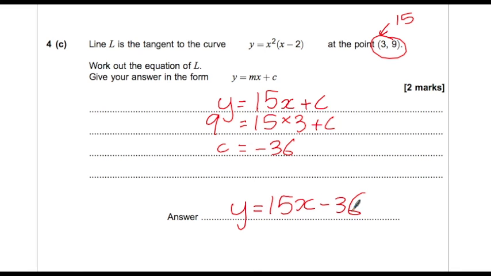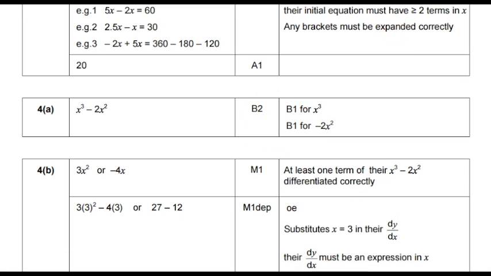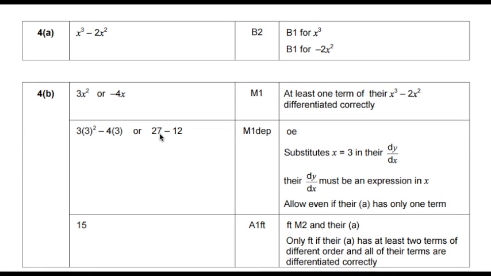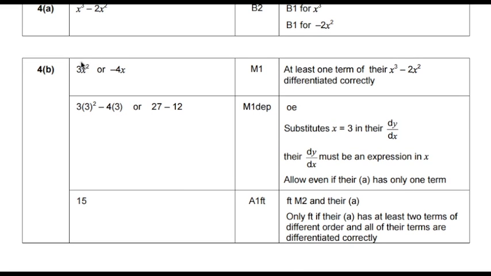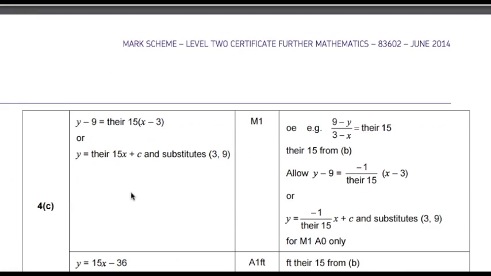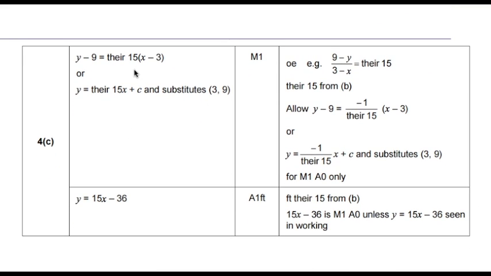Right, let's check that, and I hope I haven't made any mistakes. So, part A, you get a mark for each of those, expanding it. You get a mark for 3x squared or minus 4x when you're differentiating, a mark for subbing in 3, and a mark for 15. And then for part C, we did it, y equals 15x plus c, and subbing in. You could have used the y minus y1 formula, which they've done there, and both of them lead to that equation.